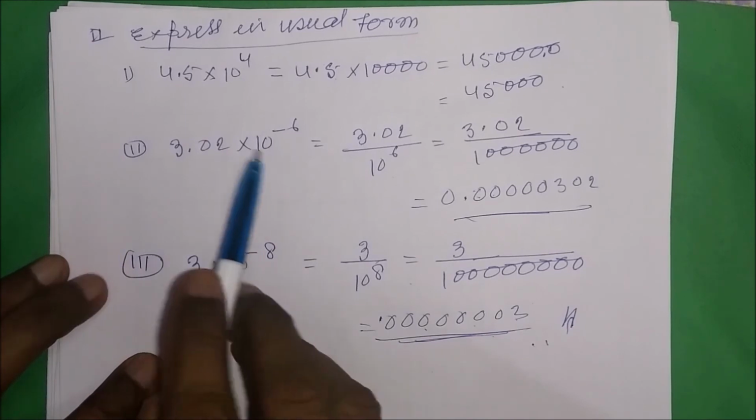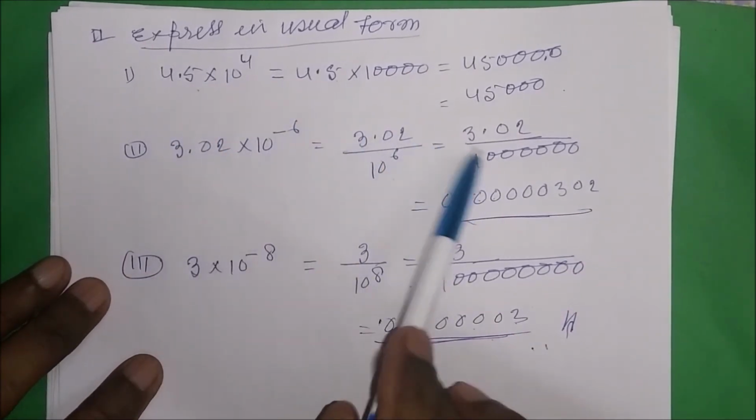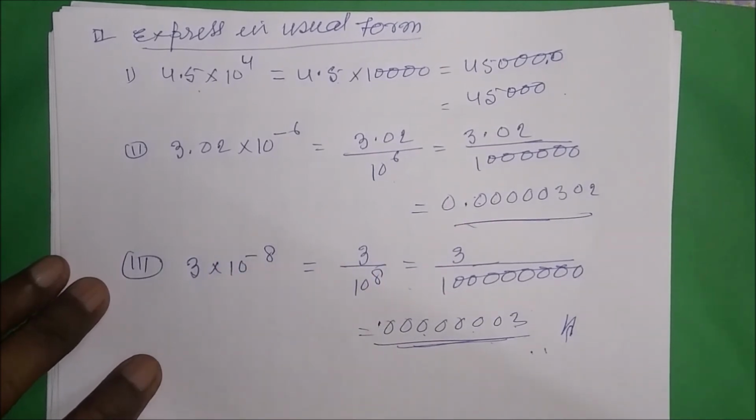So now you have understood how to express the usual form to standard form and standard form to usual form.